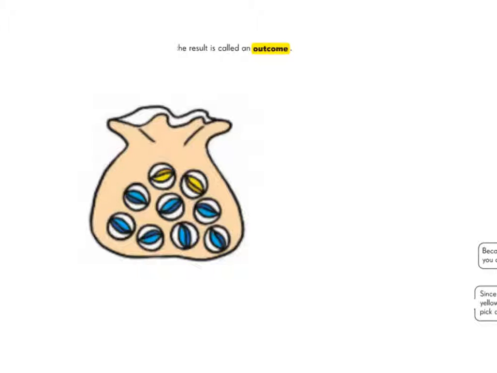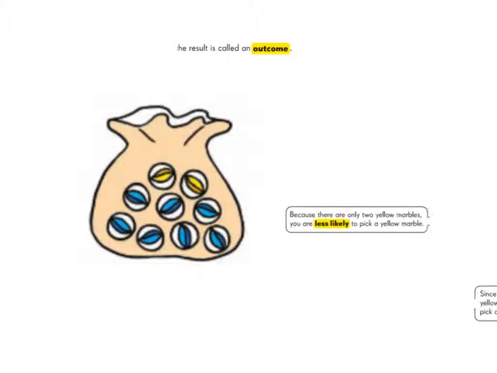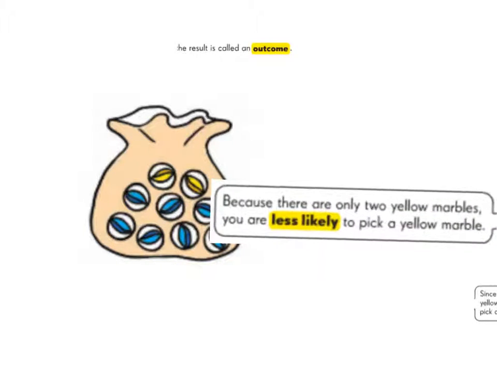And we could ask, what would the result be if we put our hand in and we took out a marble? What would the outcome be? So notice that there's 1, 2, 3, 4, 5, 6, 7, 8 blue marbles and 2 yellow marbles. Because there are only 2 yellow marbles, you're less likely to pick a yellow marble. Vocabulary: less likely. There's not as many yellow marbles, so you are less likely to pick a yellow marble. The outcome of a yellow marble is less likely.